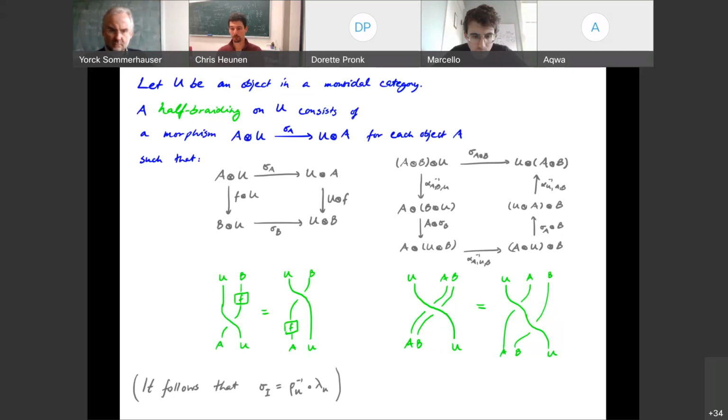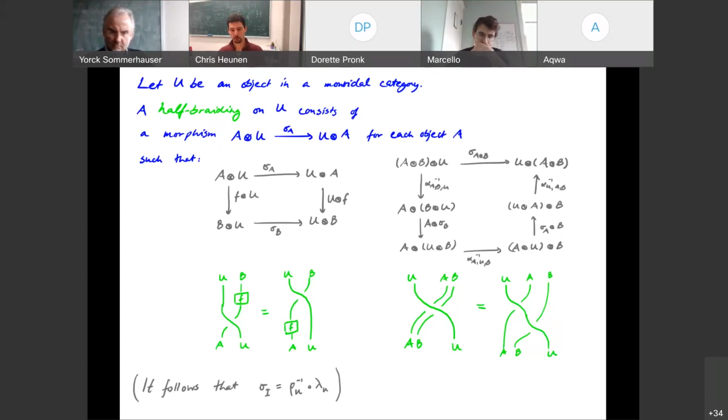And it satisfies this diagram on the right that says that the half braiding cooperates with the associator, in the sense that, again, if I have two objects A and B, I can consider them together as one object A tensor B. I can swap that with the U, or I can do it in two stages: first swapping with the B and then swapping with the A. So these are the requirements I put on a half braiding.